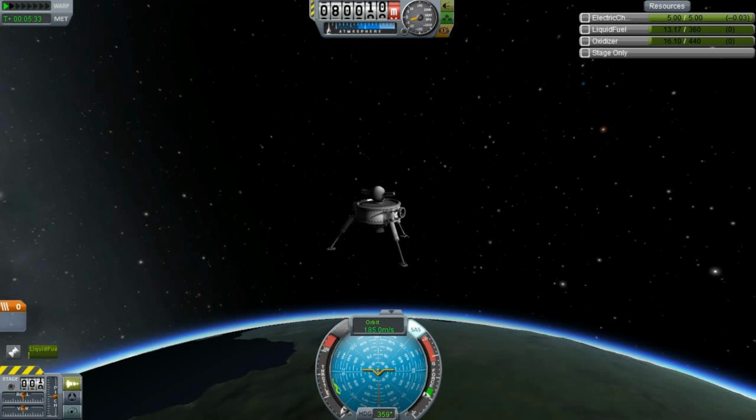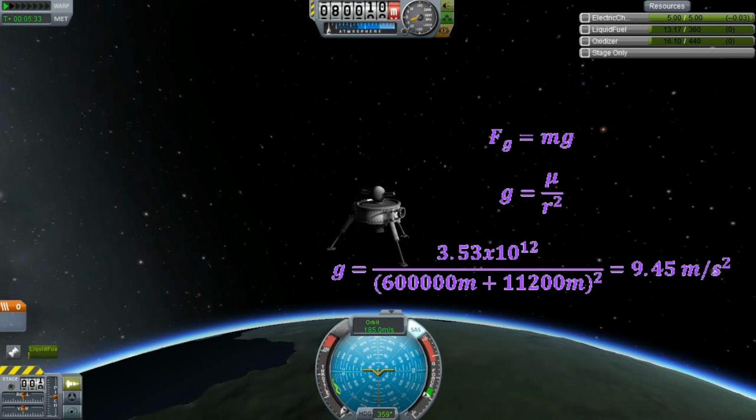Another number that's really handy to have in our back pocket is the acceleration due to gravity at a given altitude. Since we are significantly changing the altitude, the force of gravity will also change over the course of these calculations. So again, for 11,200 meters, our acceleration due to gravity is going to be 9.45.